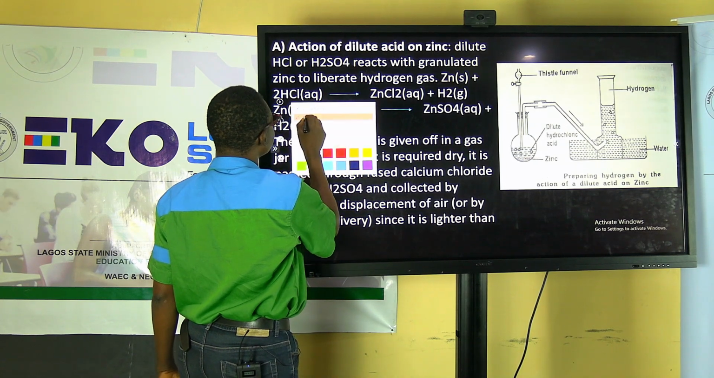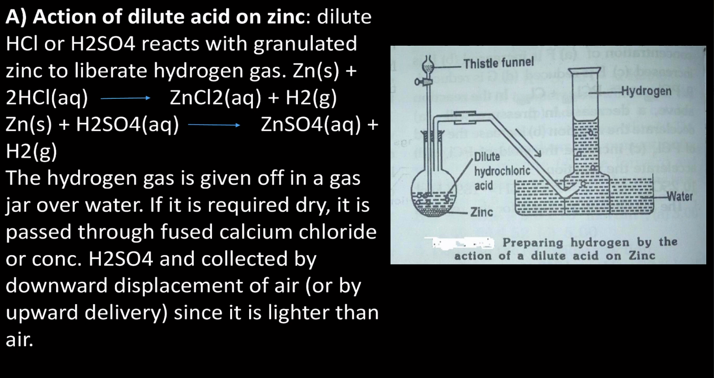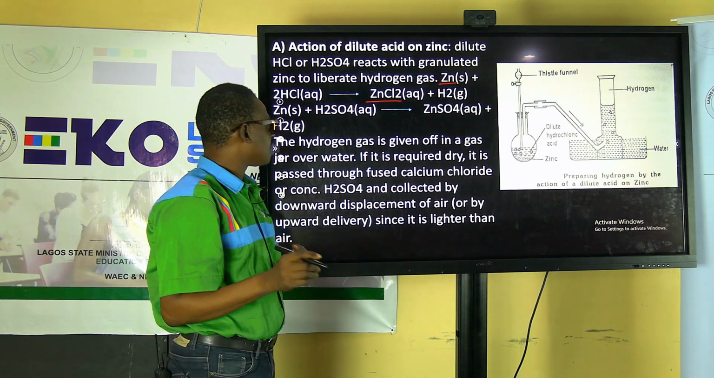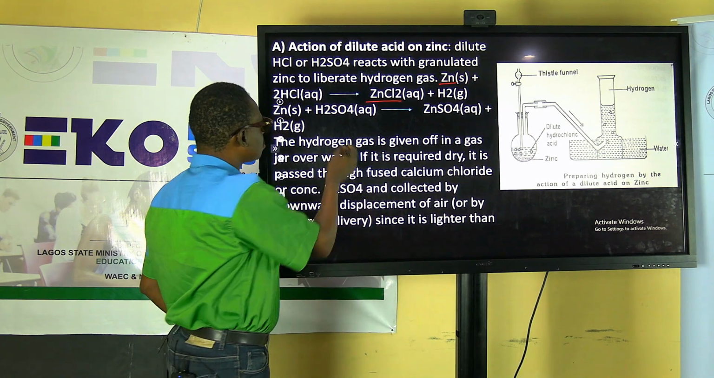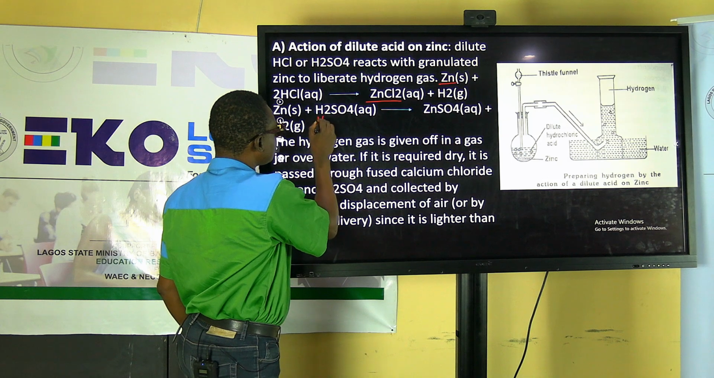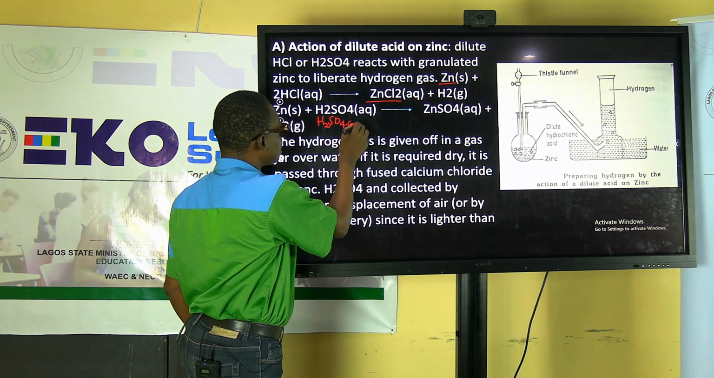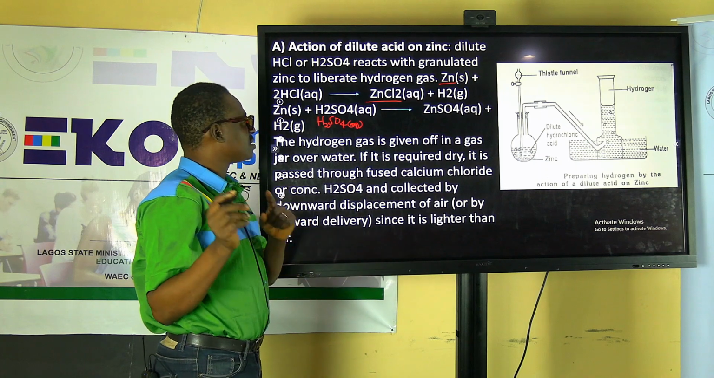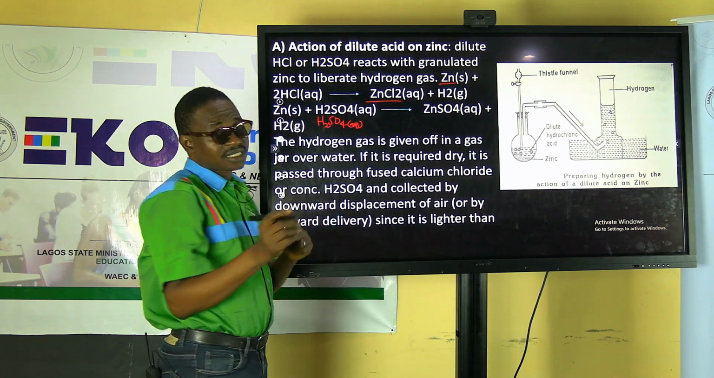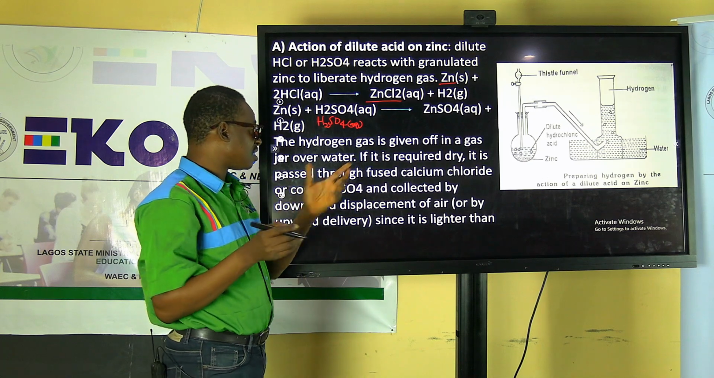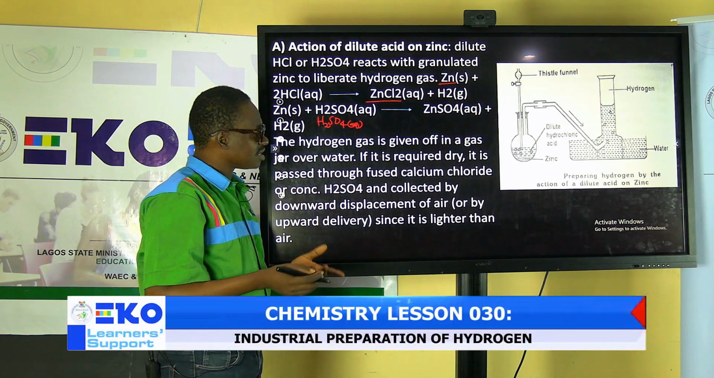So we have the zinc. So when the acid reacts with zinc, what happens? It produces the salt and hydrogen gas. Also, you can decide to use H2SO4. So when this acid reacts with the zinc, granulated zinc, you need to increase the surface area to make the reaction faster. What happens? Hydrogen is produced.